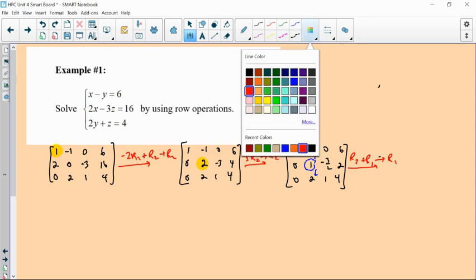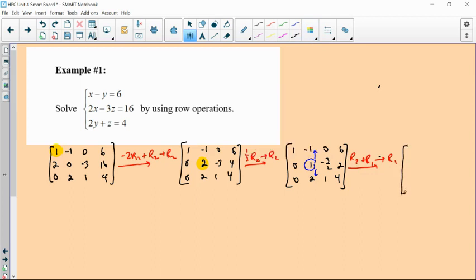So our next matrix would be, I think I've got room here. Row 1 is the one that's changing. 0 plus 1 is 1. 1 plus negative 1 is 0. Negative 3/2 plus 0 is negative 3/2. 2 plus 6 is 8. And then this row doesn't change: 0, 1, negative 3/2 and a 2. And this one is 0, 2, 1, 4.